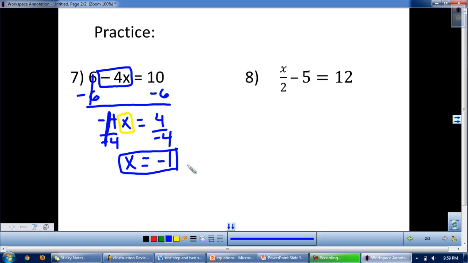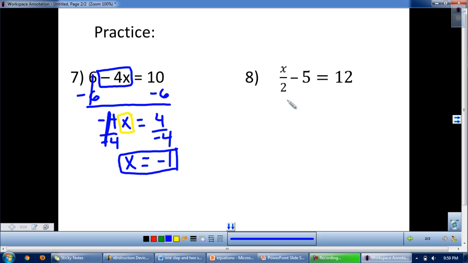Hopefully you got that answer right. And this part right here is the tricky part. Usually students think that the negative goes with the 6, but it actually goes with the 4x. Alright, so remember, the sign of the number goes in front of it.